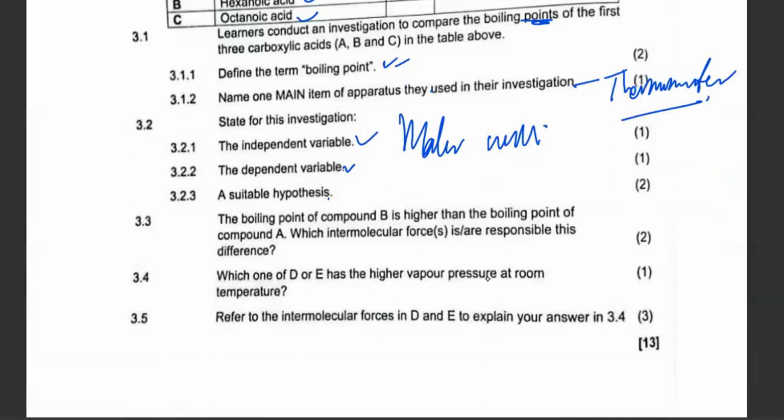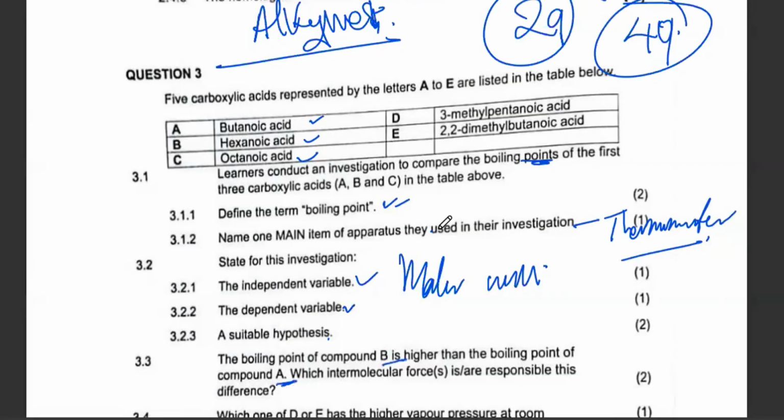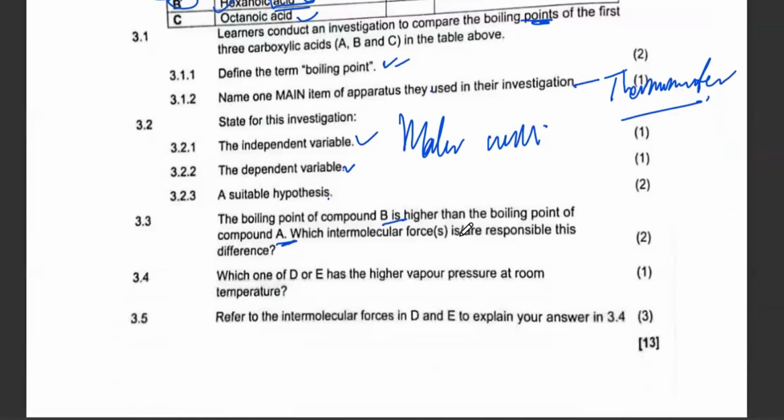The boiling point of compound B is higher than that of compound A. You understand? Let's go back and see compound B. It is higher than that of compound A. Both of them are carboxylic acids. Therefore, the functional group is the same, so it will not influence, because any change will not be about the functional group. But the number of carbon atoms will differ, because this one is butanoic acid, the other one is hexanoic acid.